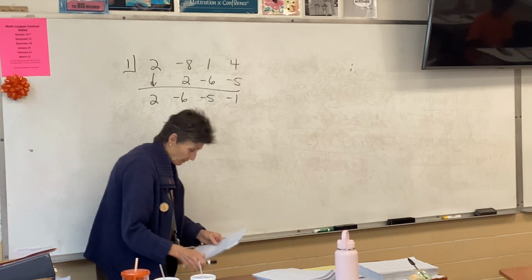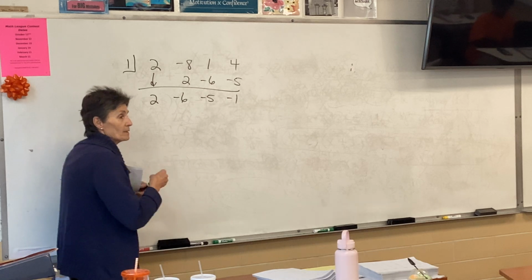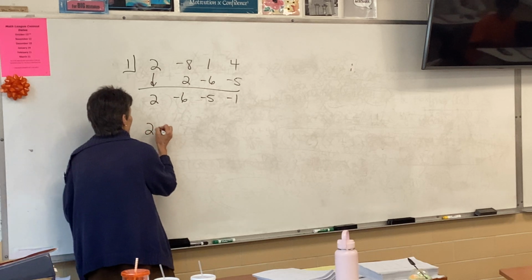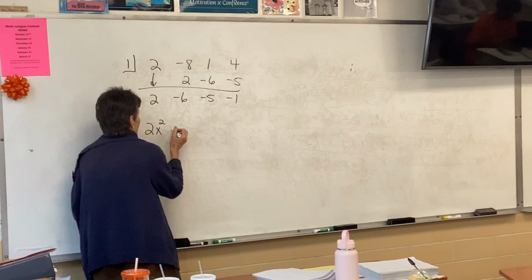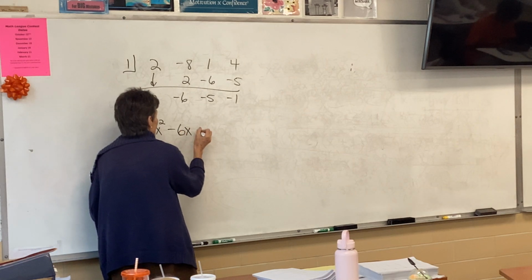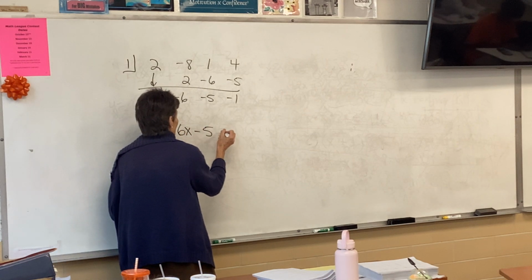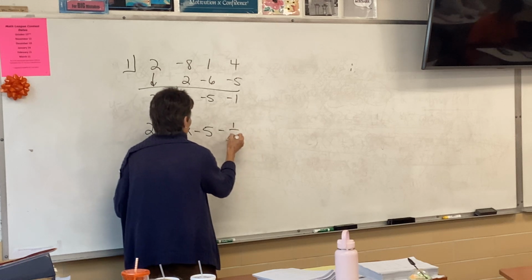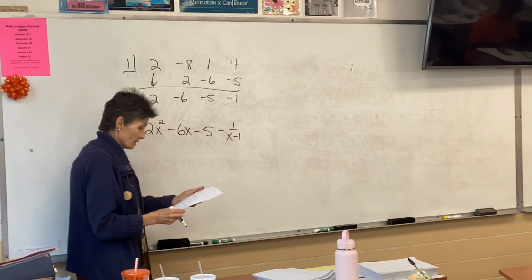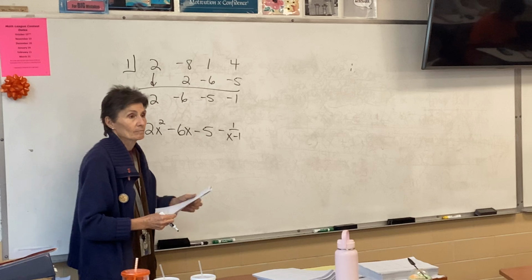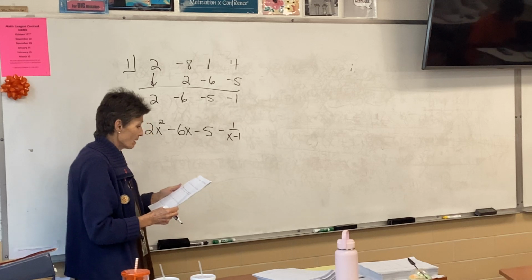All right. This is what you guys got. So what do we put as the answer? 2x squared minus 6x minus 5 minus 1 over x minus 1? Does that look okay? All right, number 6.